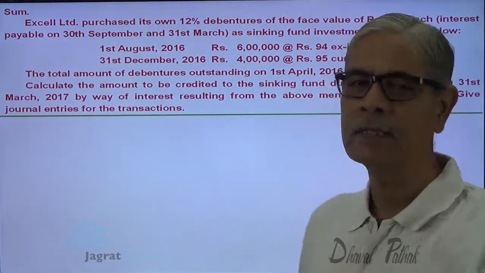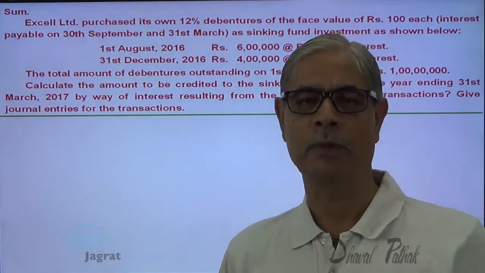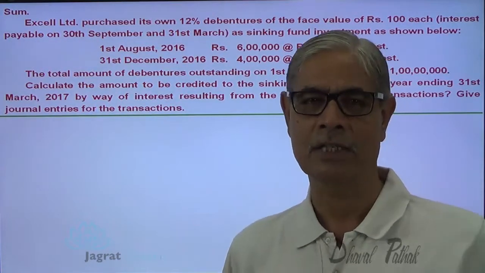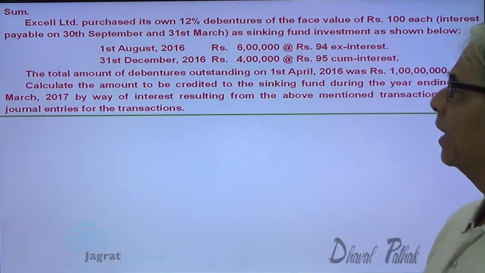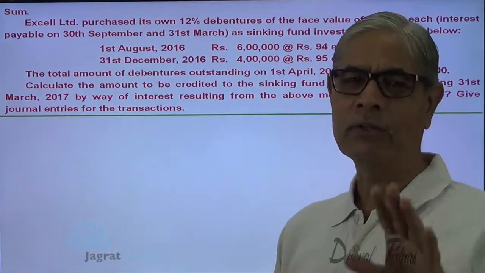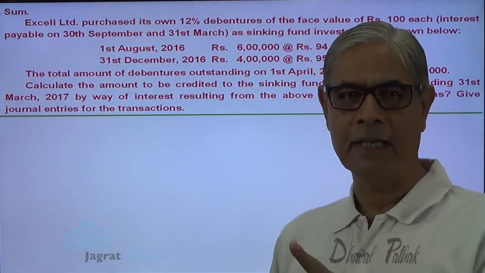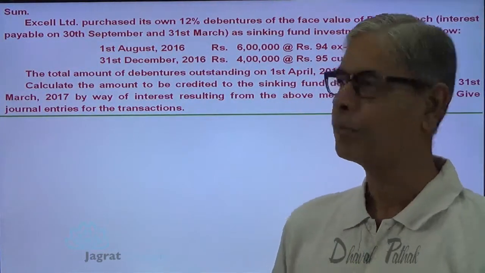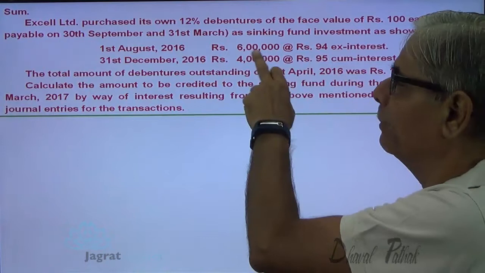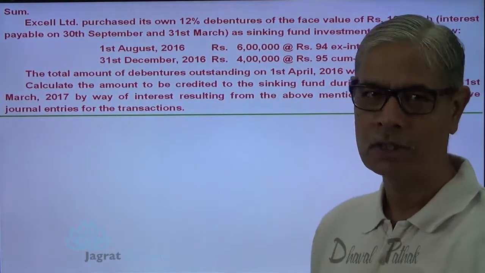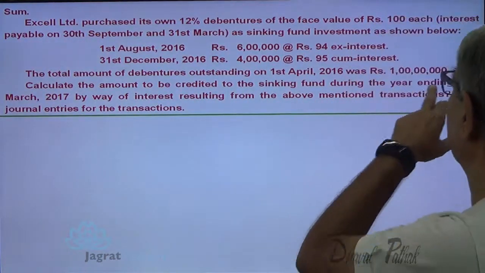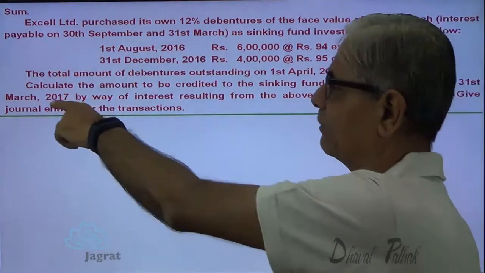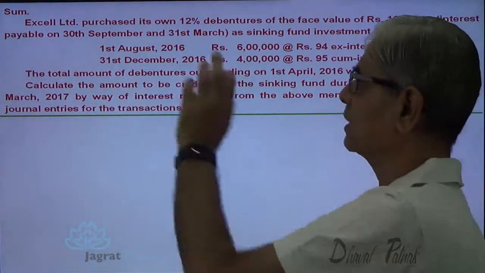Give journal entries for the transaction. I am also going to explain the journal entry for these two transactions. Just observe. I want to find out the interest on own debentures credited to sinking fund, because these are the sinking fund investment. The first 6 lakhs own debentures are purchased on 1st of August, and they are held by the company till the end of the accounting period, that is 31st of March 2017.